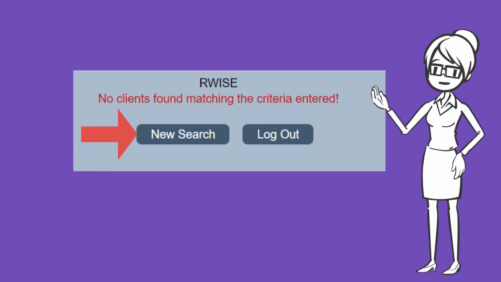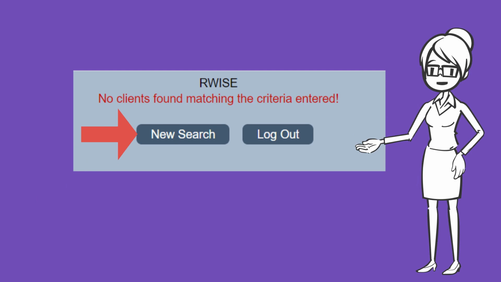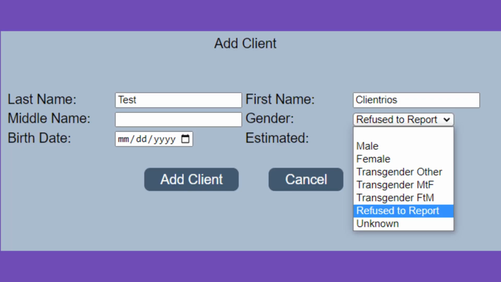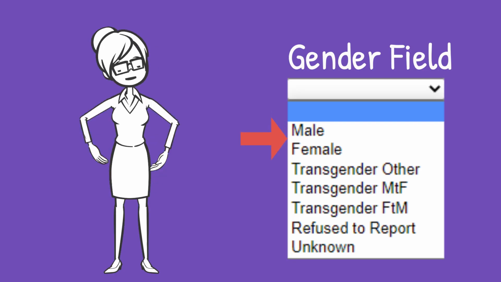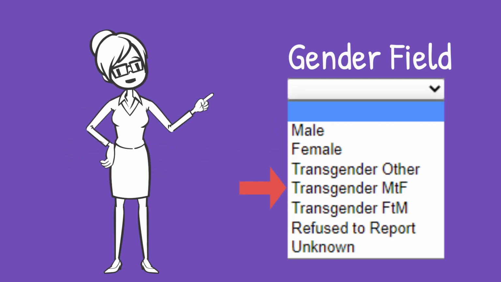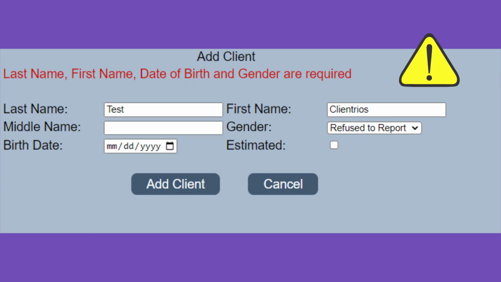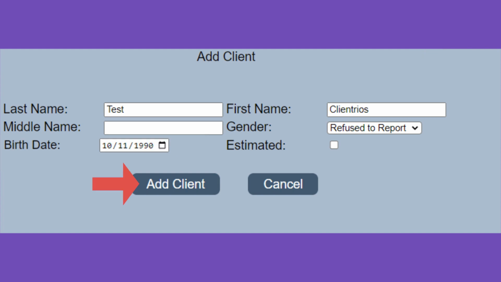If a client record cannot be found, click on New Search and proceed with adding the client by entering the remaining fields. The gender section will ask you to identify your client's gender from a list of 7 choices. You will not be able to advance to another screen until the following designated fields are filled. Once the information is supplied, select Add Client.